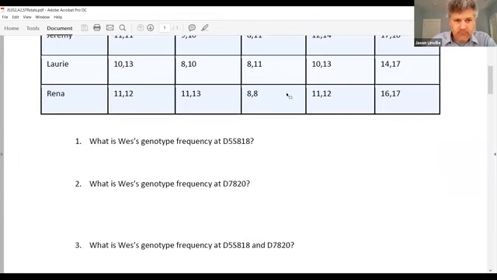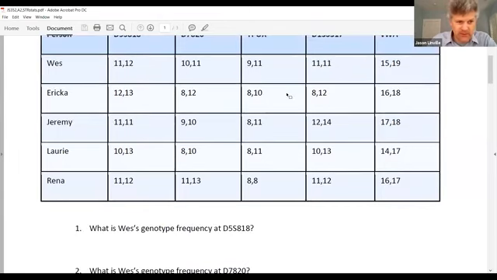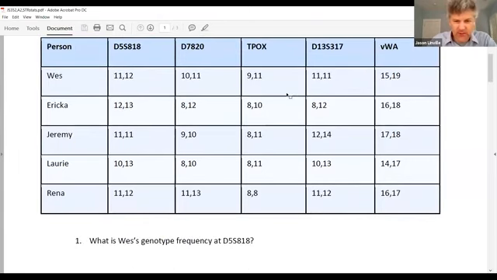Okay, so we're going to do this as a group. All right, and you guys, you'll have to move your chat boxes around. Like, let me shrink this up. Okay. Let me get my group chat out of the way. Okay. Down so I can see. We don't care about Erica, Jeremy, and Lori and Rena. We're just going to look at Wes.